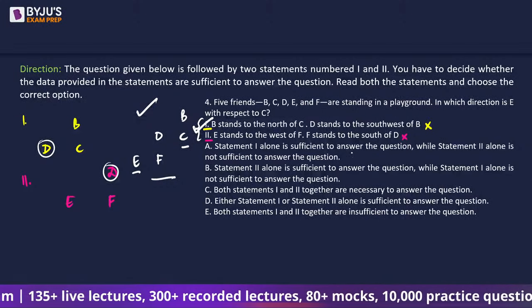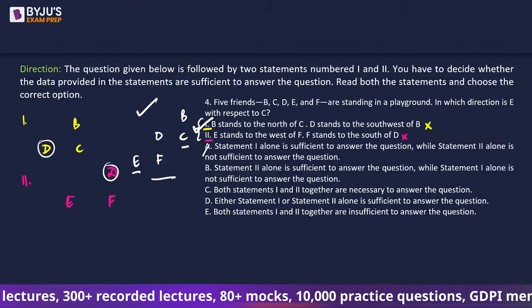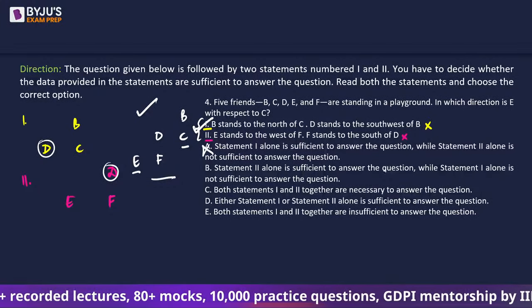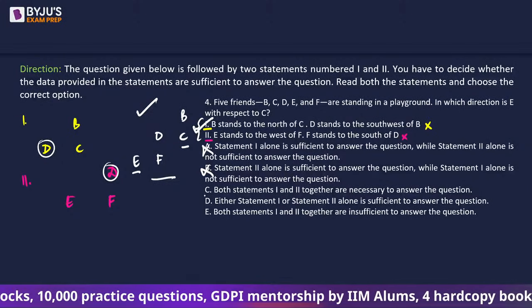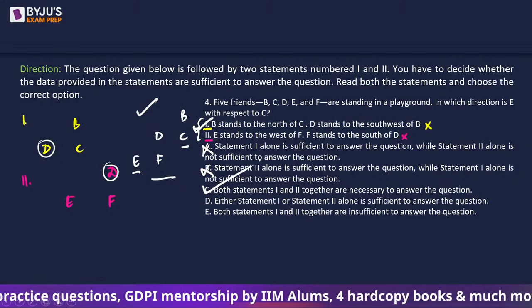Option A says statement 1 alone is sufficient, statement 2 is not. A is not the answer. 2 alone is sufficient, 1 is not. Both statements 1 and 2 are together necessary. So C will be the answer.